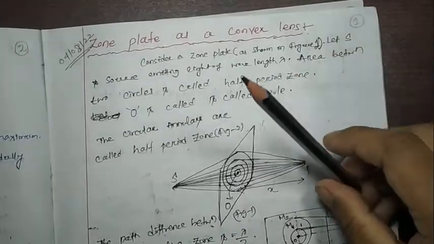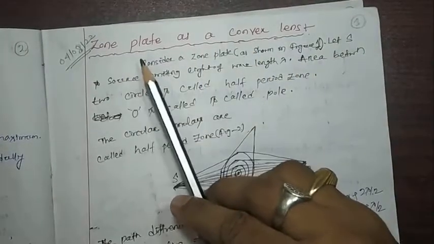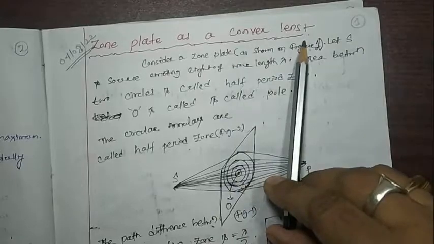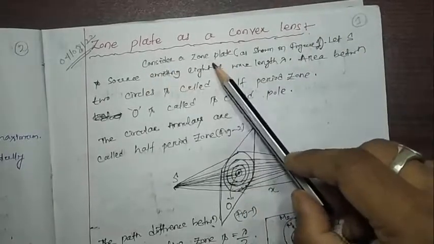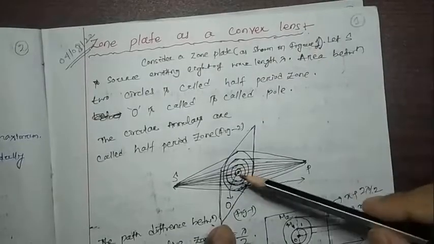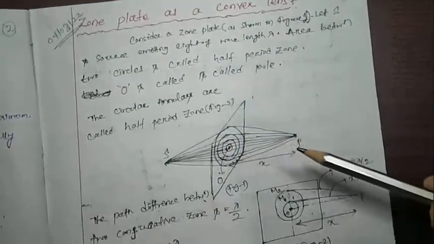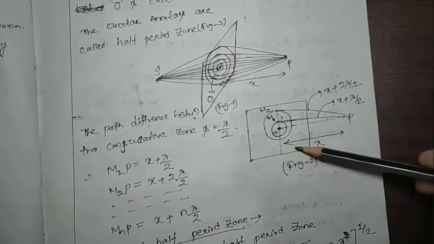Today we are going to discuss the zone plate as a convex lens. For that, consider a zone plate as shown in figure 1. This is figure 1, and this is figure 2.